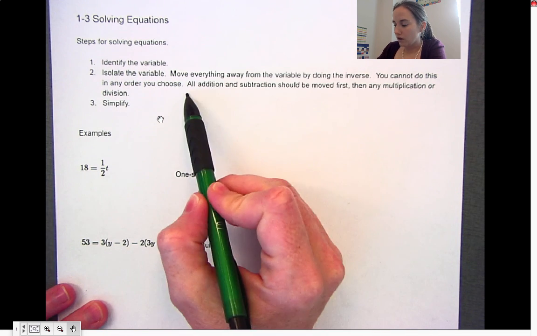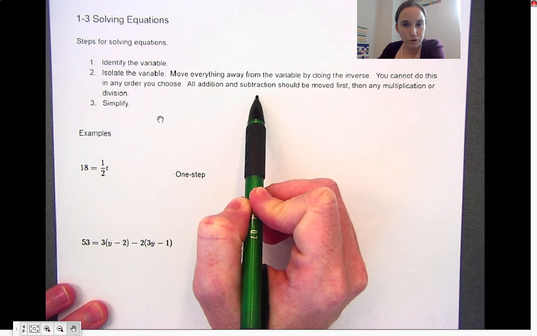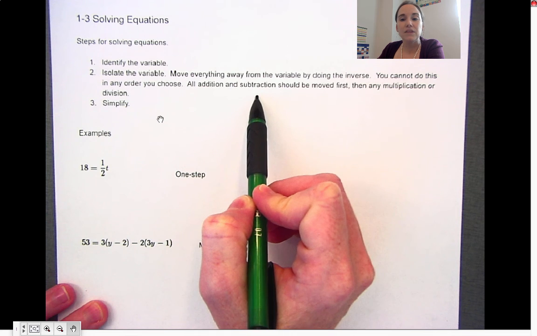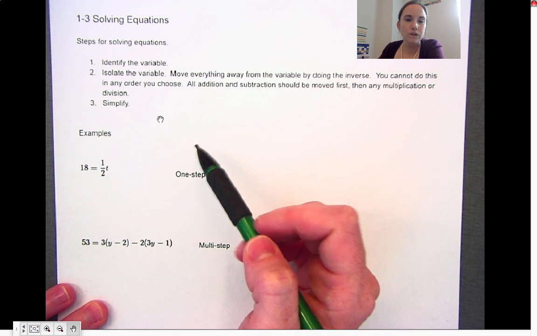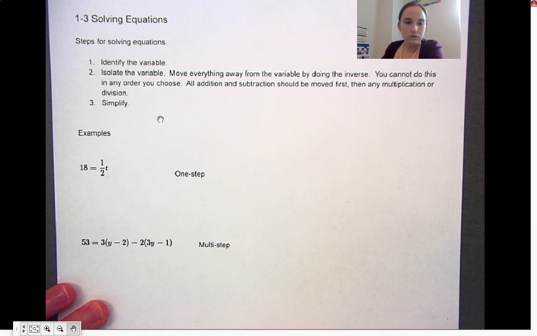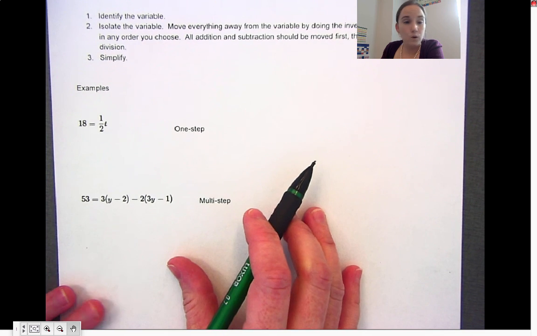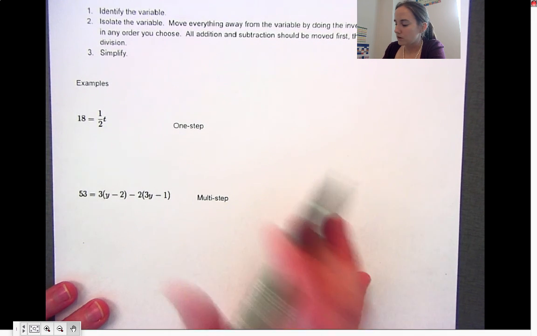So all addition and subtraction, you need to move that away from the variable first, and then any multiplication and division should be done next. And then you just simplify. So this example here is just a one-step equation. It's an equation because it has an equal sign, but it's just one step.